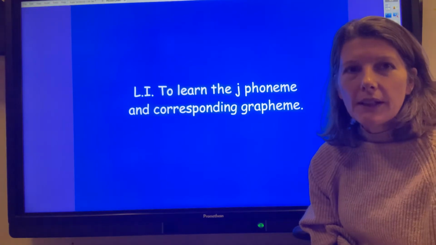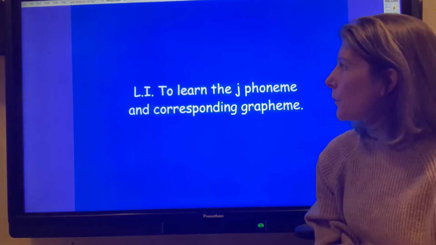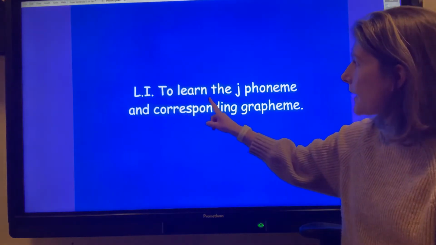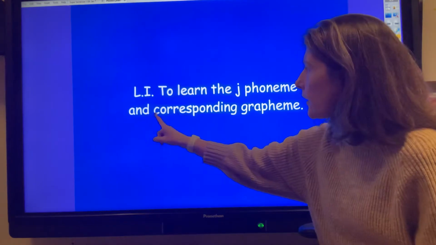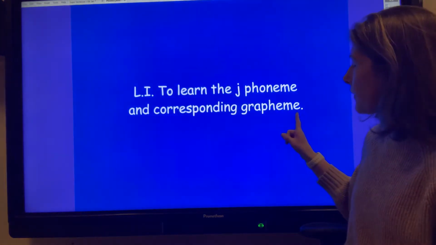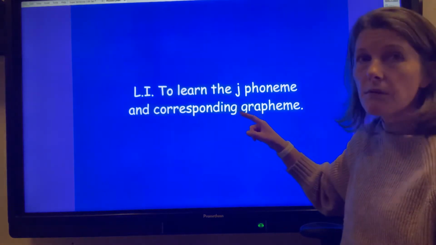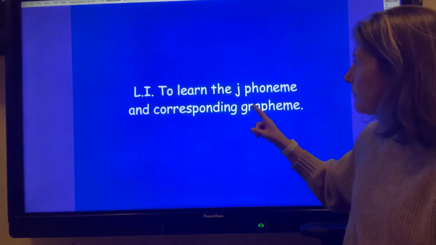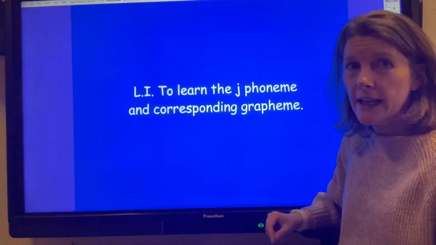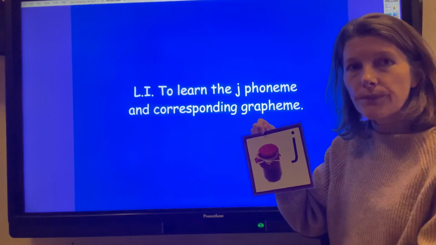So let's have a look at our learning intention for phonics today. We are going to be learning the J phoneme and the corresponding grapheme. So the grapheme is another word for the letter, how we write this letter. So the grapheme is called J and the phoneme is J.